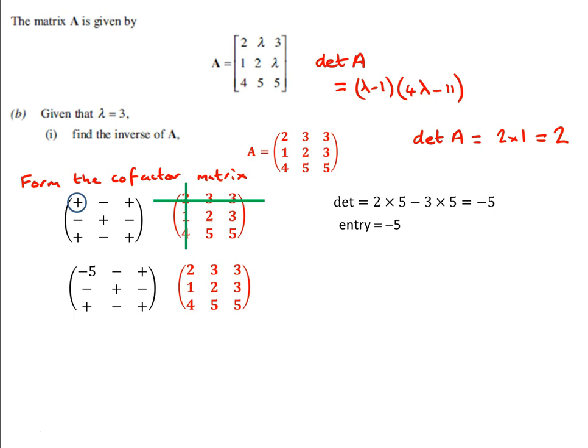Moving on to the second entry, we're still going to cross out the top row and cross out the second column. The determinant of what is left is 1 times 5, take away 3 times 4, which is minus 7. The entry in the grid is a minus, so the entry that we're going to replace is minus the determinant. So the entry we're going to put in is minus minus 7. In other words, the entry that we're going to put in is 7.